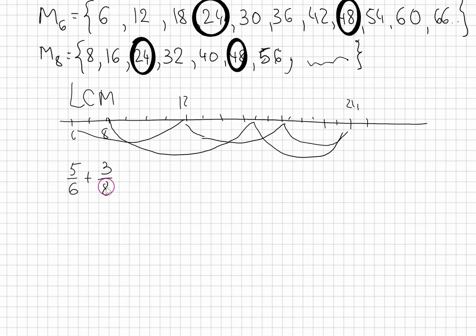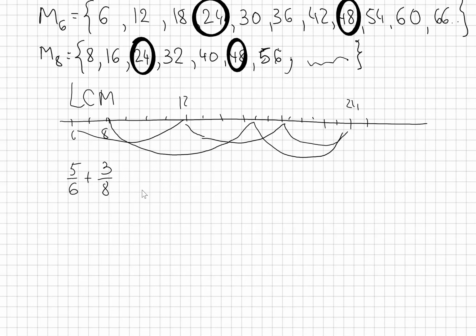Look at the largest of the denominators, which in our case is 8. Is 8 a multiple of 6? No. So the next multiple of 8 is 16. Is 16 a multiple of 6? No. What's the next multiple of 8? 24. Is 24 a multiple of 6? Yes. Finally, 24 is a multiple of 8 and 6, so that's the lowest common multiple.